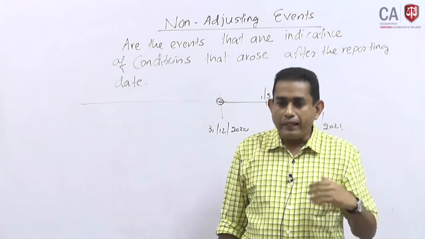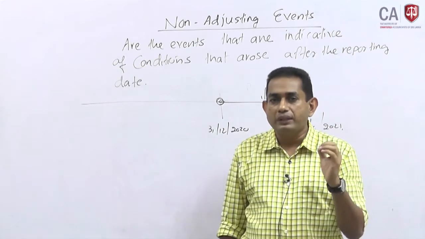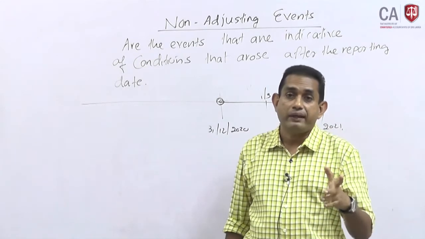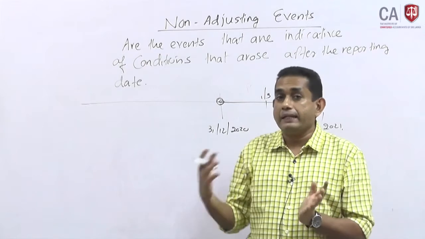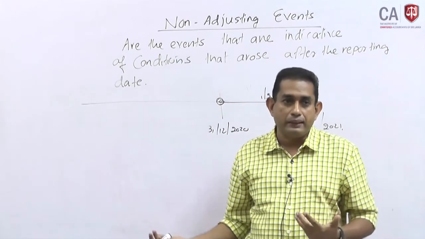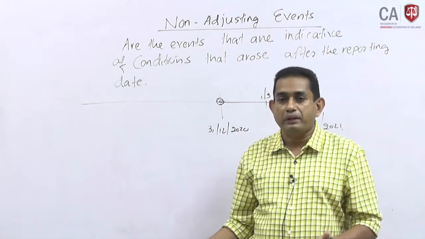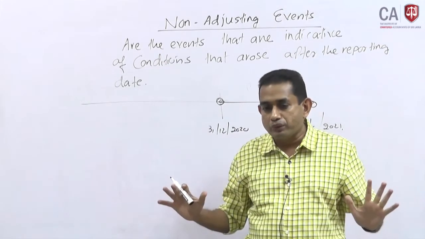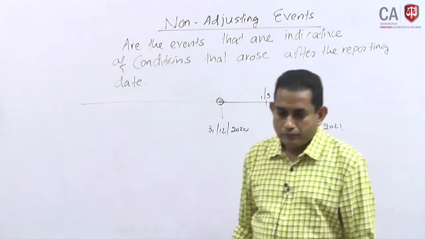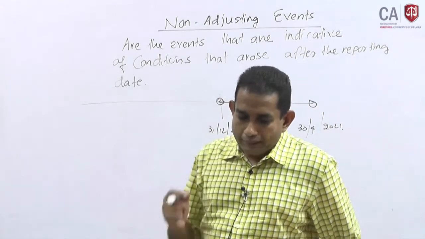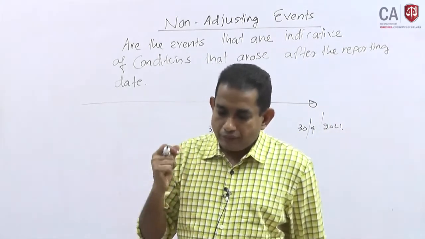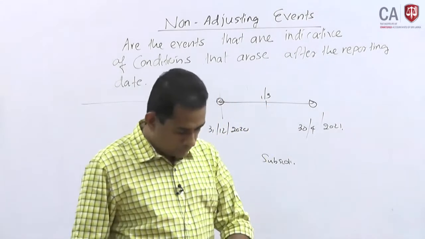The entity acquiring another subsidiary company is an event which is indicative of conditions completely arising after the reporting period. It has got nothing to do with the reporting date. Major purchases and disposals of assets after the reporting date.